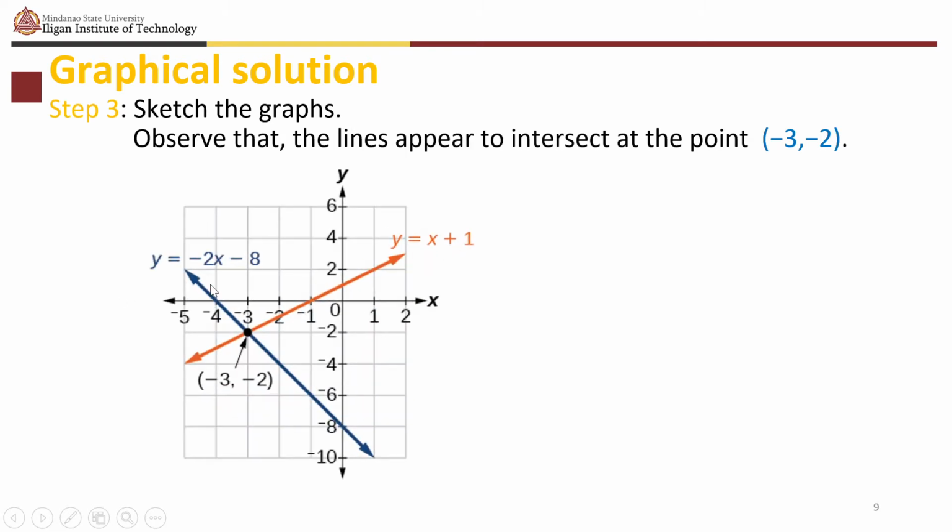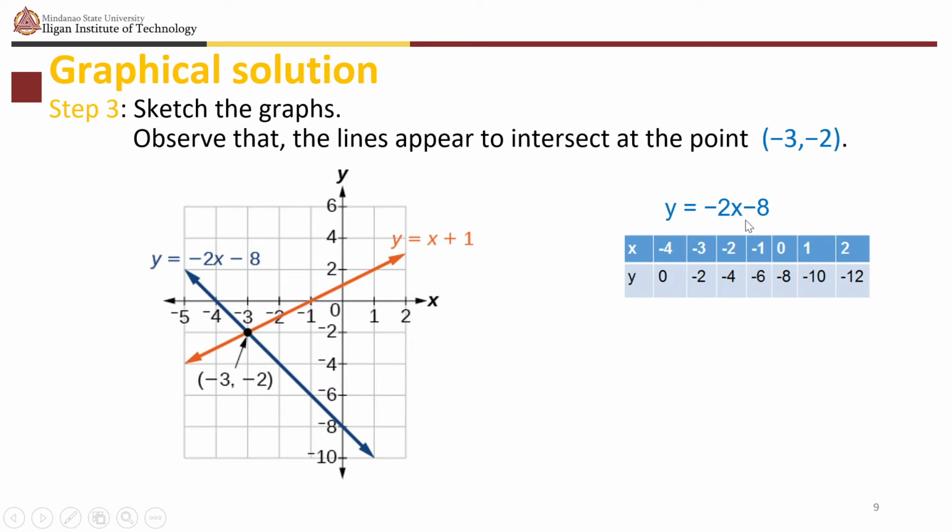Now, if you take a look at the values first, when y equals negative 2x minus 8, this is the sketch here. Let us verify again. When x is equal to negative 4, you have this point, y is 0. When x is equal to negative 3, y is negative 2. When x is equal to negative 2, y is negative 4 here. When x is equal to negative 1, y here is negative 6. And when x is equal to 0, y is equal to negative 8. And you can continue with that point.